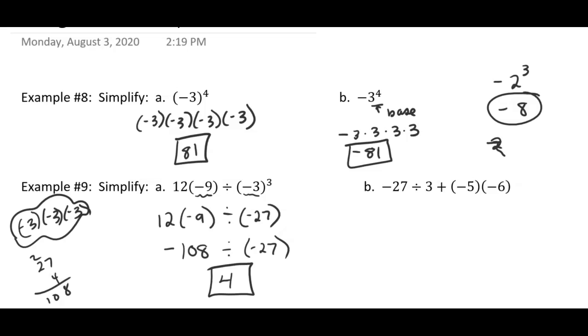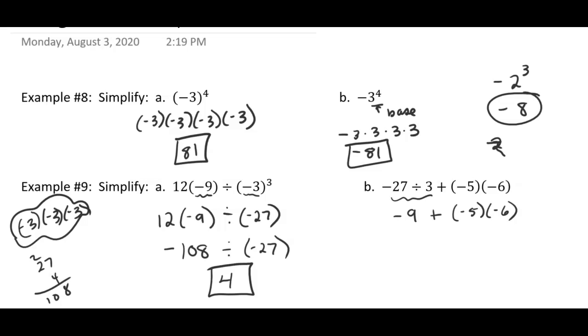All right, now part B. We've got some division, we've got addition, and then we've got some multiplication. Order of operations says you would do this division first. So what's -27 divided by 3? -9. Now, I could do the multiplication because it's not going to interfere, but I'll just do it on another line. So I'll just copy it down for now.